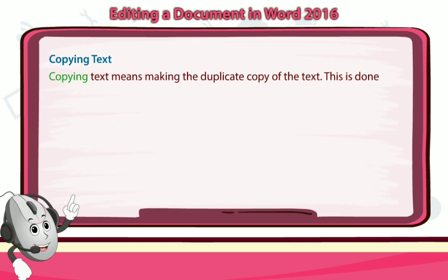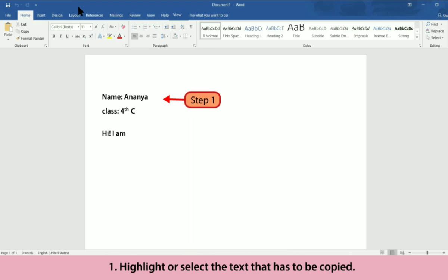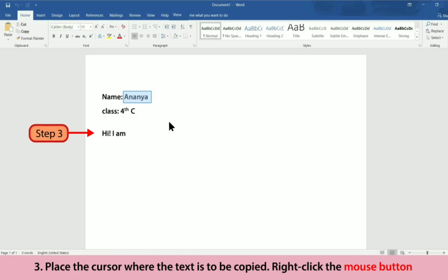Copying text. Copying means making a duplicate copy of text. This is done using the copy and paste command. So let's learn how to use the copy and paste command. Highlight or select the text that has to be copied. Press the right click and select the copy option. You can also select it from the clipboard.